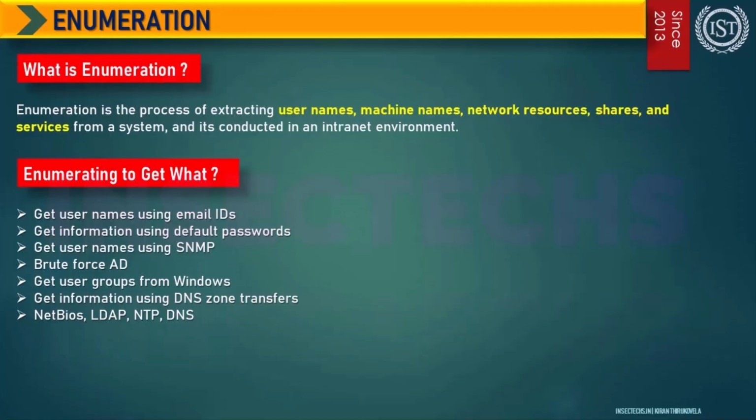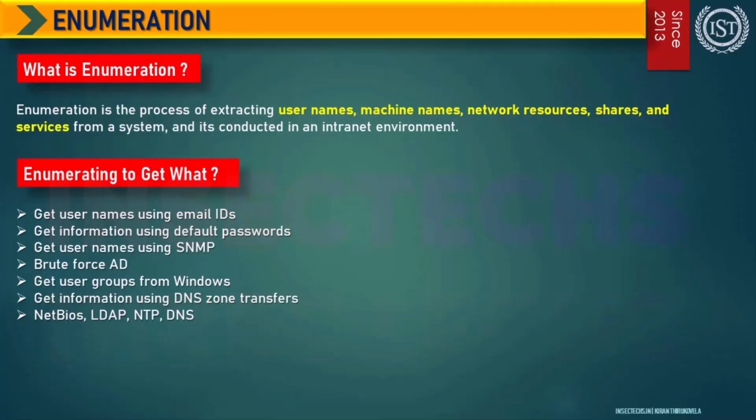When it comes to scanning, you are trying to find out all the live systems in a private network and open ports on those live systems and the services running on those open ports and also the version numbers of those softwares. But when it comes to enumeration, you are working on a local network or a private network and you are trying to get this information that you can see on the slide: usernames, machine names, network resources, shares and system services.